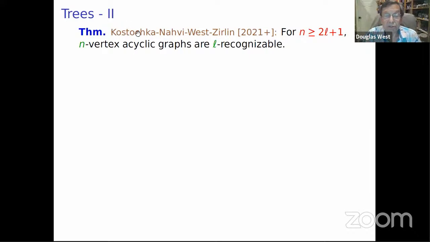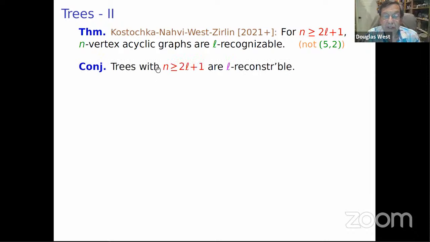So that means that with our theorem, there is this exception though, when N is 5 and L is 2, you've seen that counterexample, that trees with at least 2L plus 1 vertices will now be L-reconstructible. So that's a conjecture. But there's another exception.